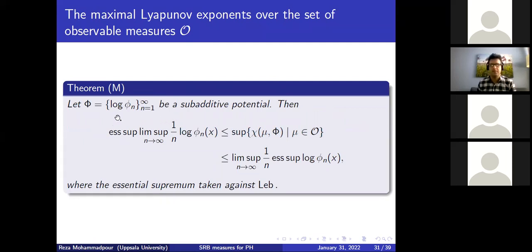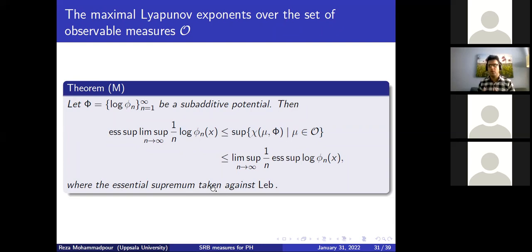Let phi be a subadditive potential. Then the essential supremum of the limsup of 1 over n log phi_n(x) is always smaller or equal than the supremum of the Lyapunov exponent over the space of observable measures, and that is smaller or equal than the limsup of 1 over n of the essential supremum of log phi_n, where the essential supremum is taken with respect to Lebesgue.